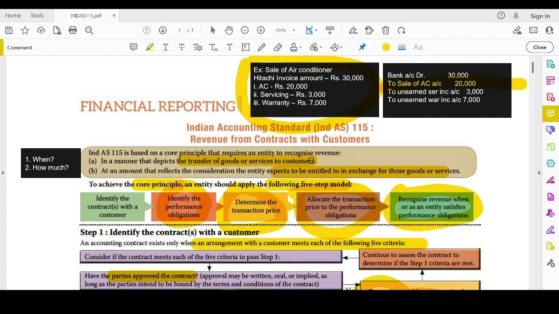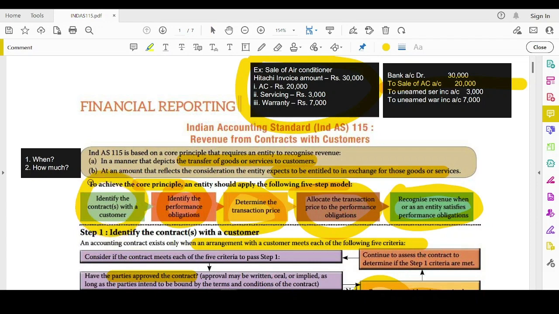So to achieve this core principle, what is the core principle? To recognize the revenue, which answers two questions: when and how much, right? An entity should apply the following 5-step model. What are the 5 steps? Identify the contract with the customer. What is treated as a contract in accordance with Ind AS 115? We will deal with it later.